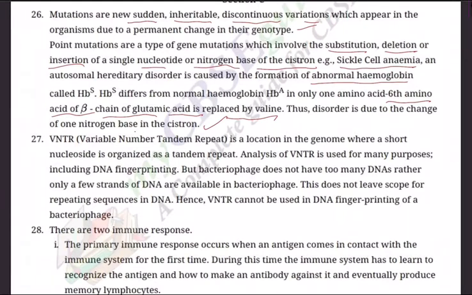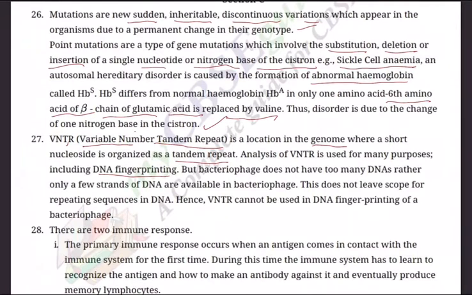Question number 27. Would it be appropriate to use DNA probes such as VNTR in DNA fingerprinting of a bacteriophage? Now the answer. What is VNTR? Normally we will ask you sometimes as a 1 mark question also. Variable number of tandem repeats, that's the expansion of VNTR. It is a location in the genome, a group of genes, where a short nucleotide is organized as a tandem repeat.